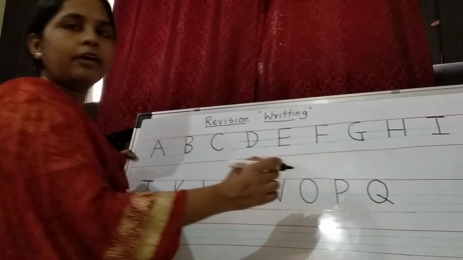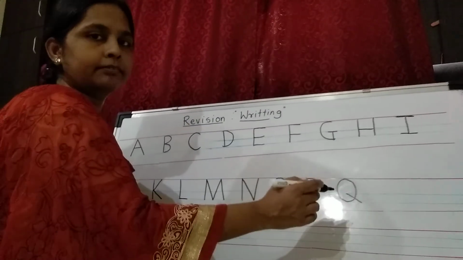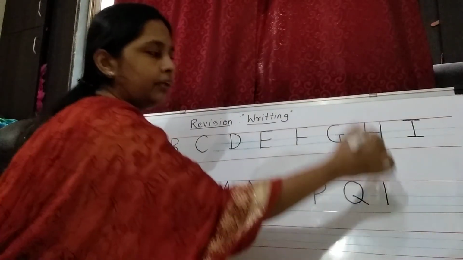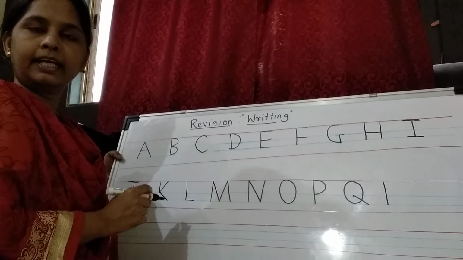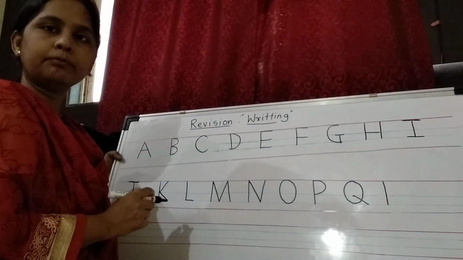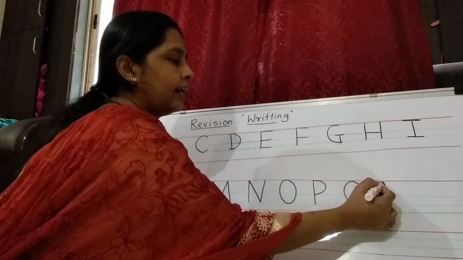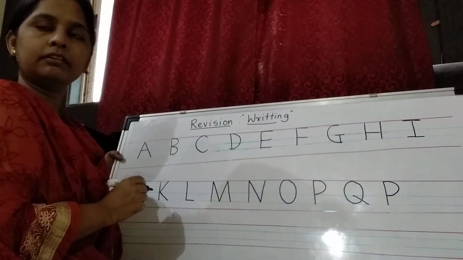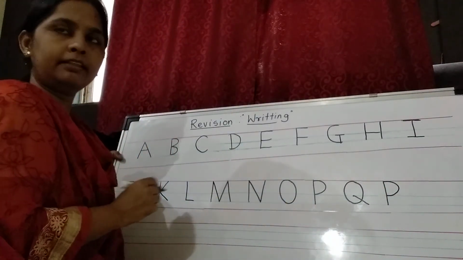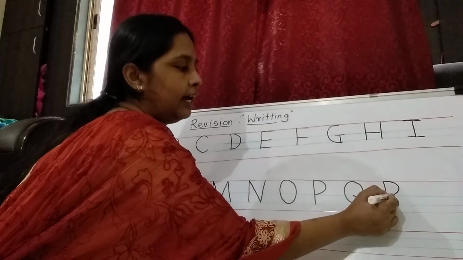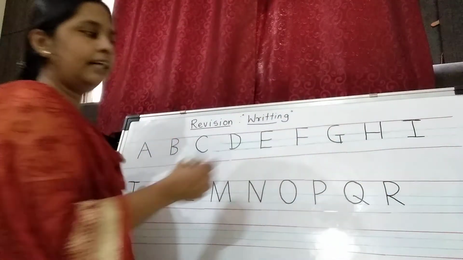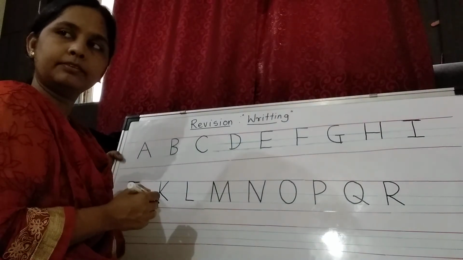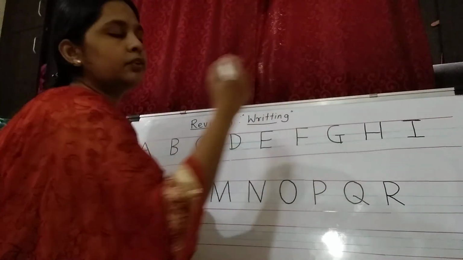Outside cross line. Q. Okay? Now we have to move towards R. R. Okay? So red to blue standing line. Done, children? Done. Okay, very good. Then half circle, like P. Done? Yes. And then cross line outside. It becomes R. Okay, children? Okay, teacher.